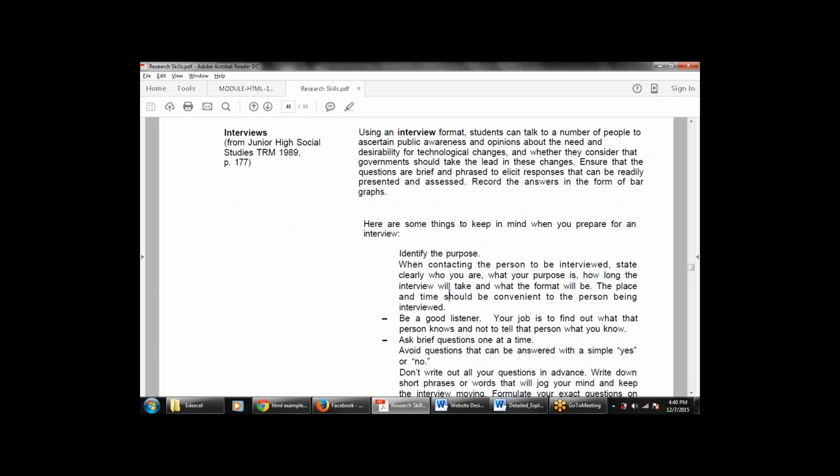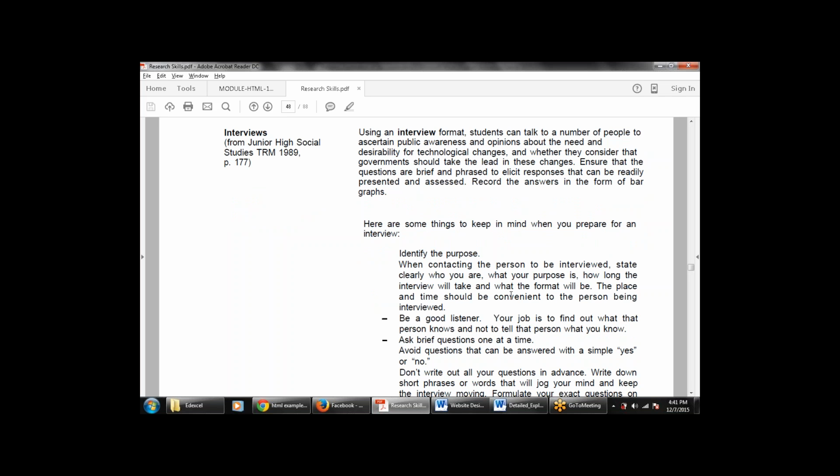Identification of the purpose: why we are taking the interview, what is the main purpose of the interview. So identify the purpose, that is the main thing. This includes, when contacting the person to be interviewed, stating clearly who you are and what your purpose is. That means, first of all, a clear-cut intimation of who you are.